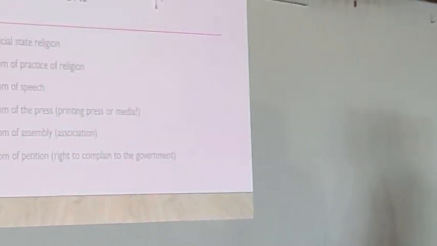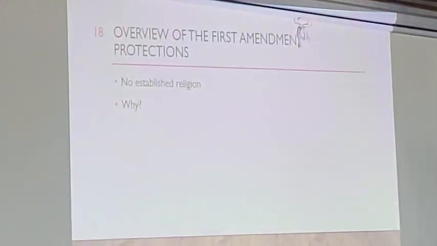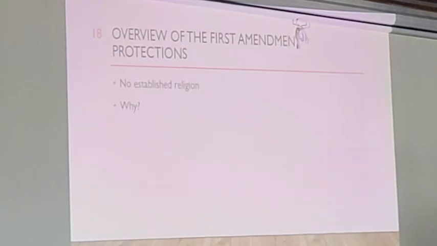So that's kind of an overview of the protections. I'll go into some detail. Okay, now, no established religion. Why do we have that? Just think of Henry VIII. He was married to Catherine of Aragon for 20 plus years.